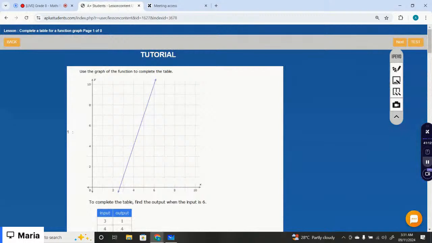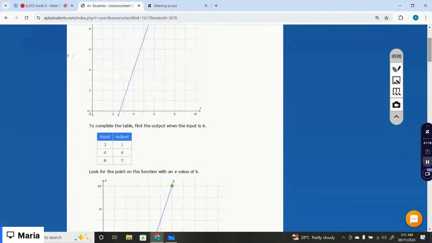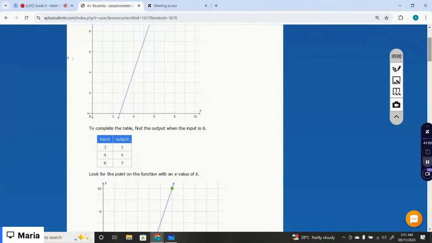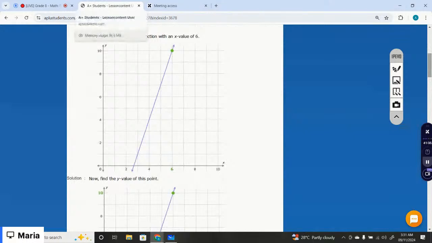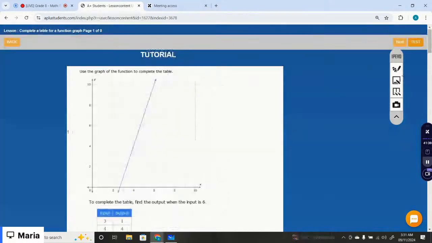Use the graph of the function to complete the table. Okay, so to complete the table, find the output when input is 6. So you need to find a value when x equals 6, right? So here is x equals 6. Plot a point on the graph and find the y value. So when x equals 6, y is 10. Let's just start with the questions.